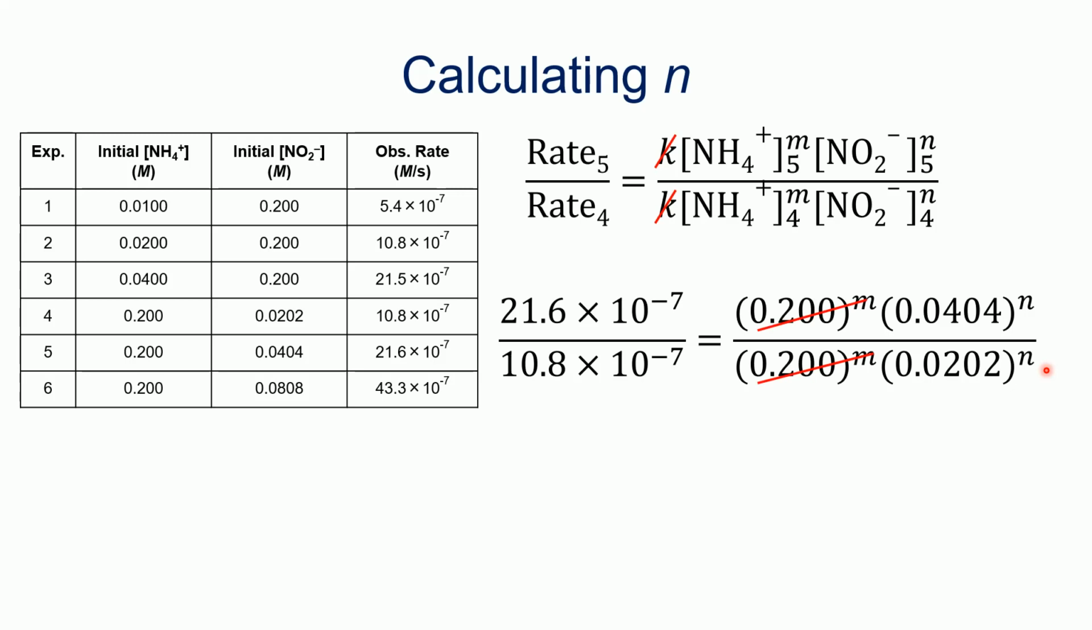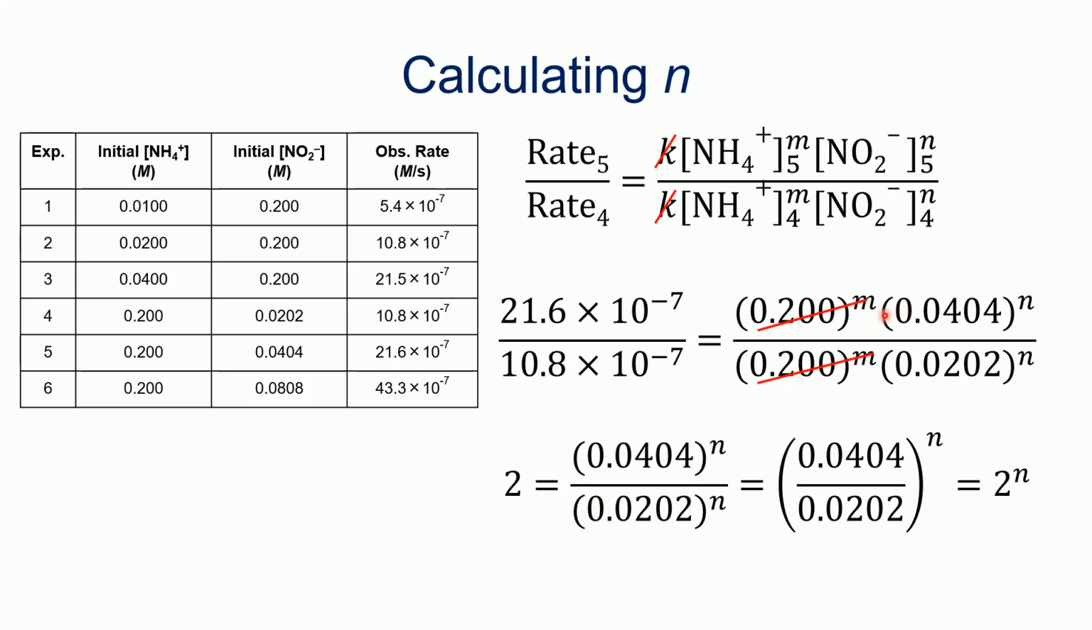So 0.2 raised to the m power. And now we can rewrite this. So this becomes 2. This becomes 2 to the n. And of course, n here has to have the value of 1. So n is equal to 1.